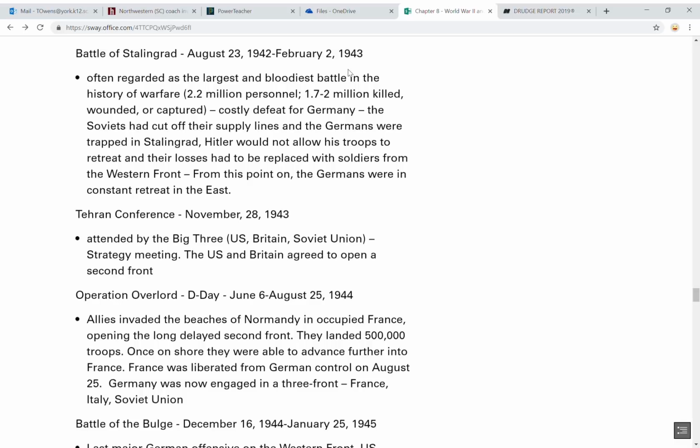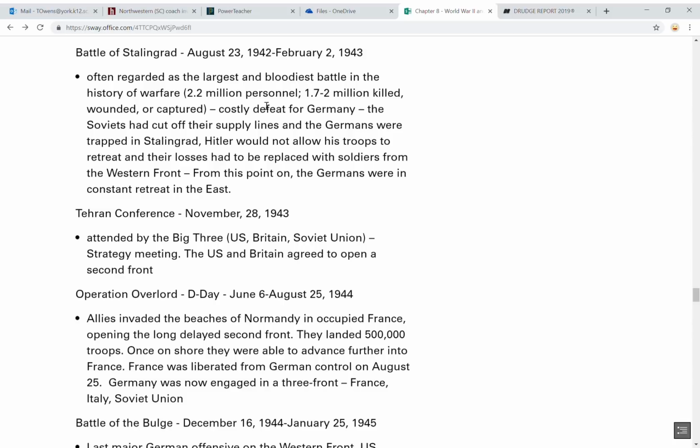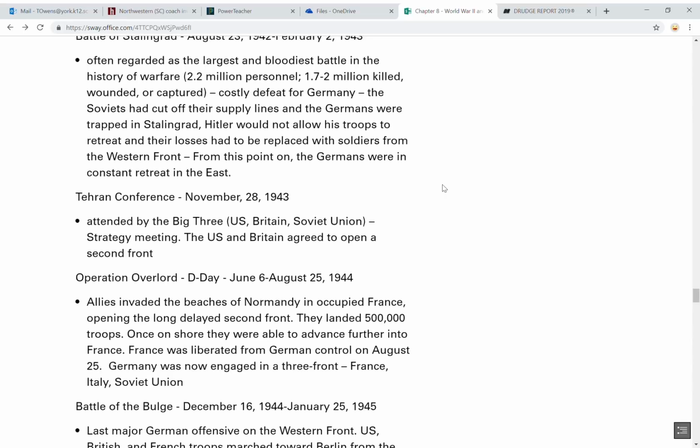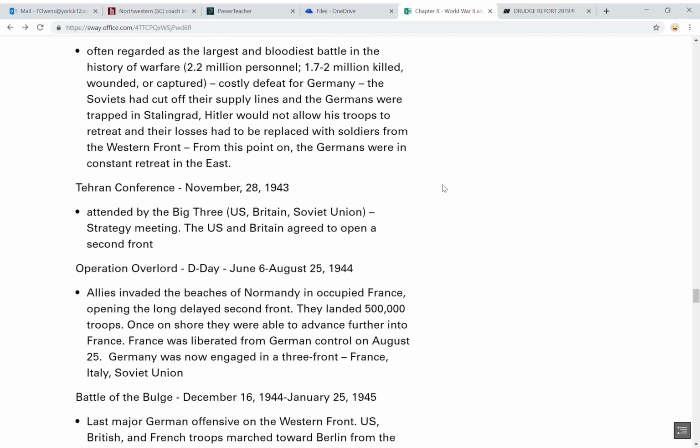And you'll notice this comes in February of 1943, okay? And we only really have about a year, a little over a year, before we have D-Day. But this is the turning point on the Eastern Front, okay? From this point on, the Germans are in constant retreat in the east, okay?